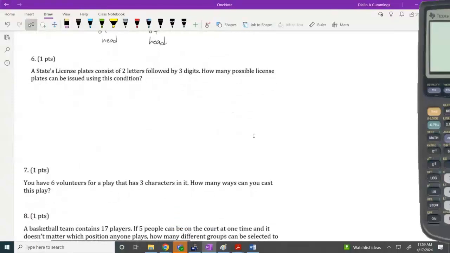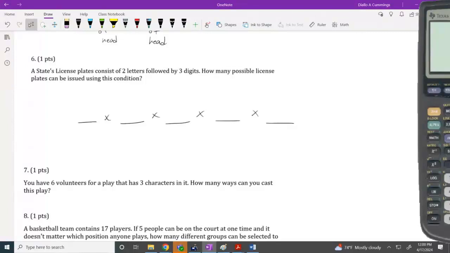All right, number 6 is the license plate example. It says a state license plate consists of 2 letters followed by 3 digits. How many possible license plates can be issued using this condition? Now, keep in mind, this is not asking for a probability. It's asking for how many possible outcomes. So I'm going to use the fundamental principle of counting. I'm going to map out 5 outcomes. So 1, 2, 3, 4, 5.